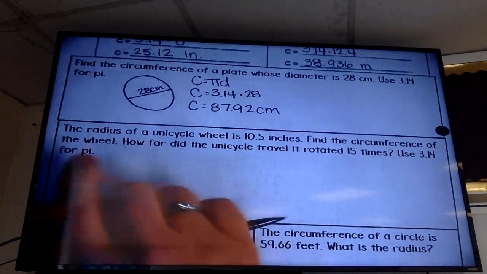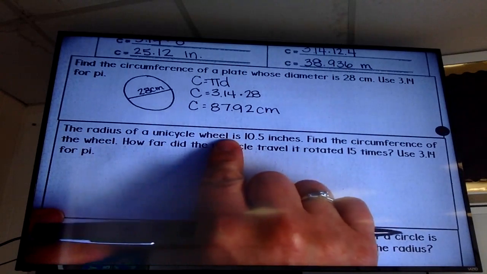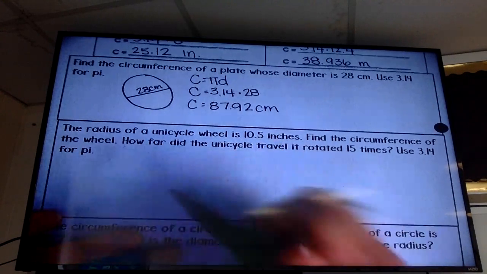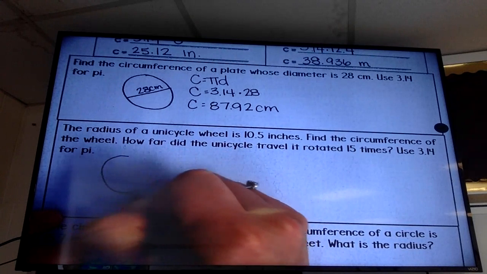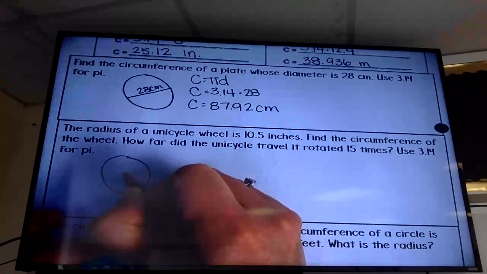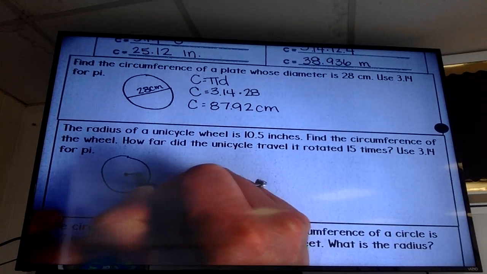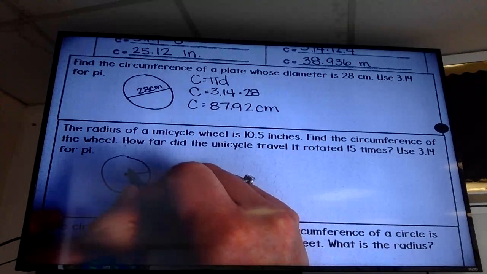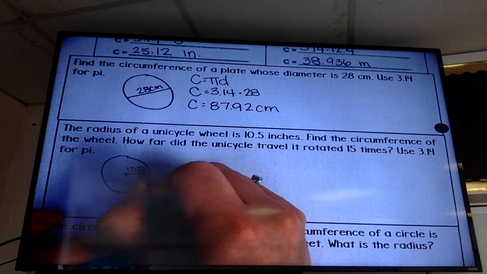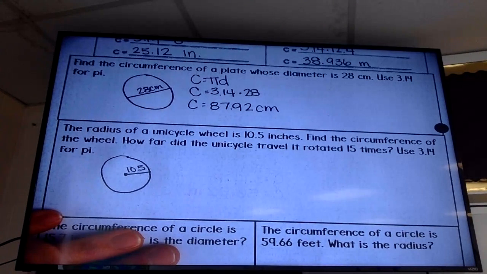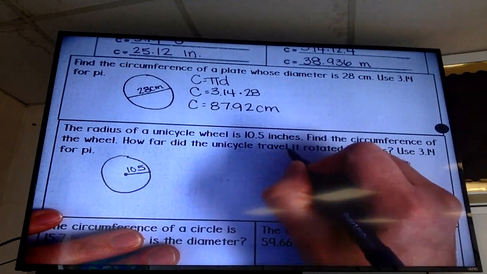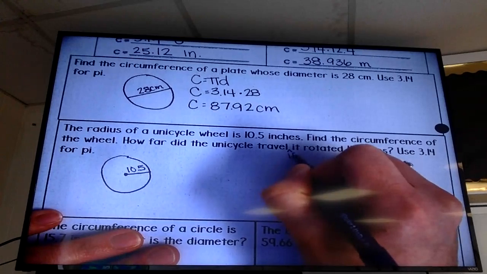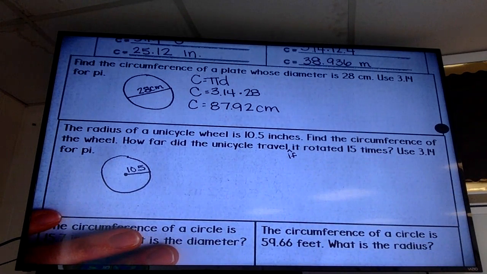Okay, here's another word problem. The radius of a unicycle wheel is 10.5 inches. So let's just draw that. Here's a wheel. I know the radius. Remember, radius is from the middle to the outside, so not all the way across. The radius is 10.5. Find the circumference of the wheel. How far did the unicycle travel? Oh, that should have the word if in it. We missed a word. If it rotated 15 times, use 3.14 for pi.